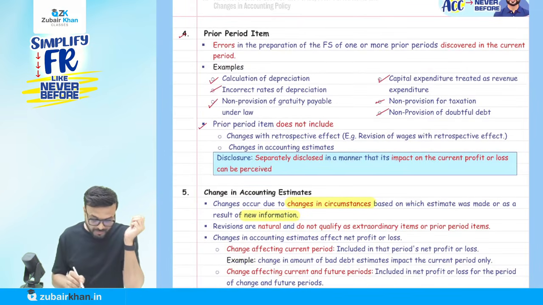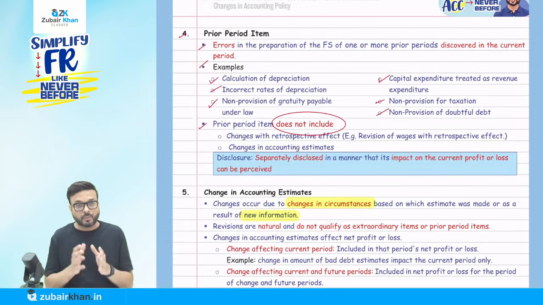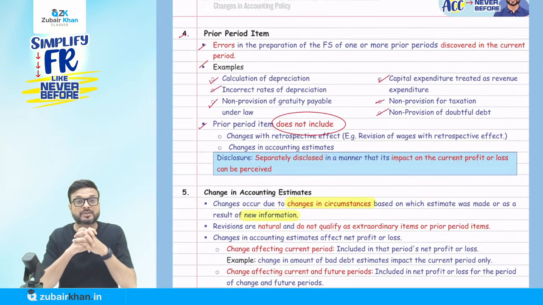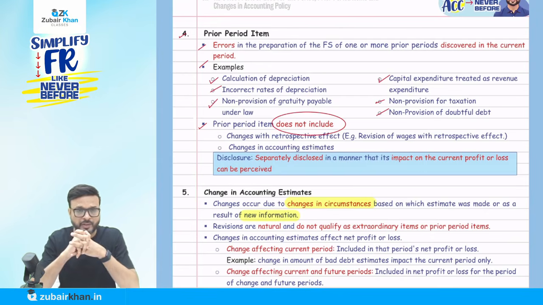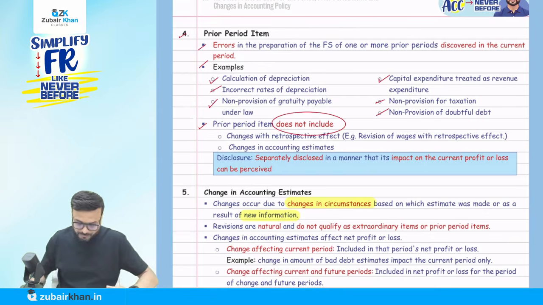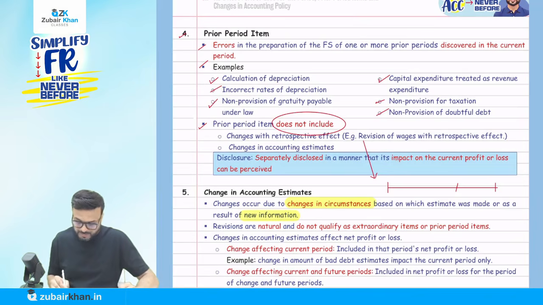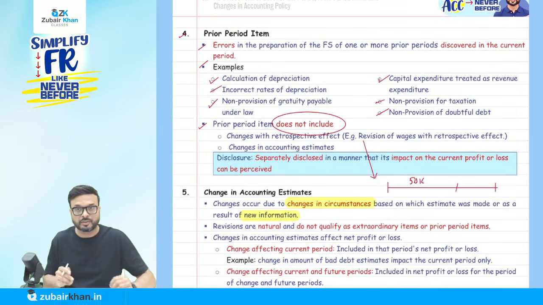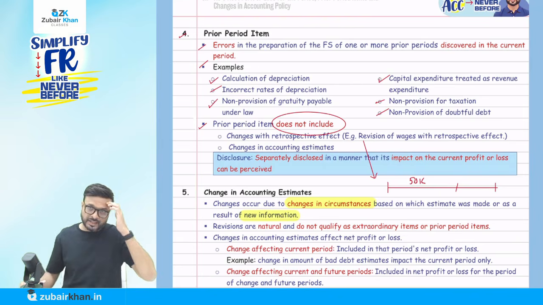Now understand a very important point here: what the prior period item does not include. It may look like a prior period item, but it is not. Now listen carefully. There are changes with retrospective effect, not as per the law. Let me give an example. Suppose in a company we were paying salary for the last 8 years, say 50,000 per month to an employee.